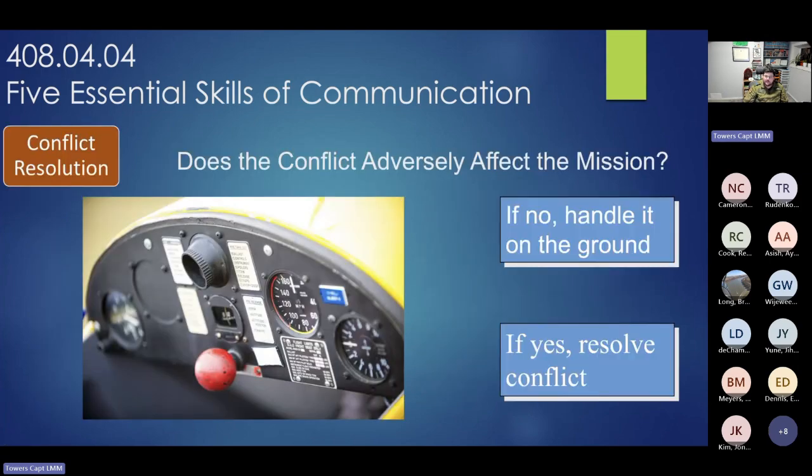When it comes to deciding what to do with the conflict, you want to consider the question: does the conflict adversely affect the mission? If no, handle it on the ground. If yes, resolve the conflict.